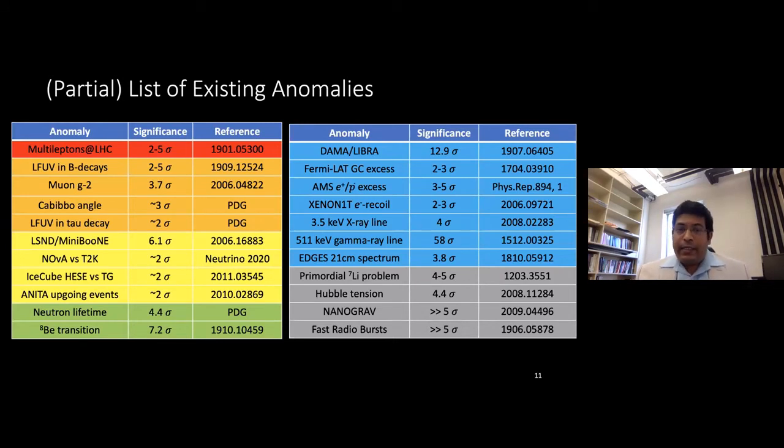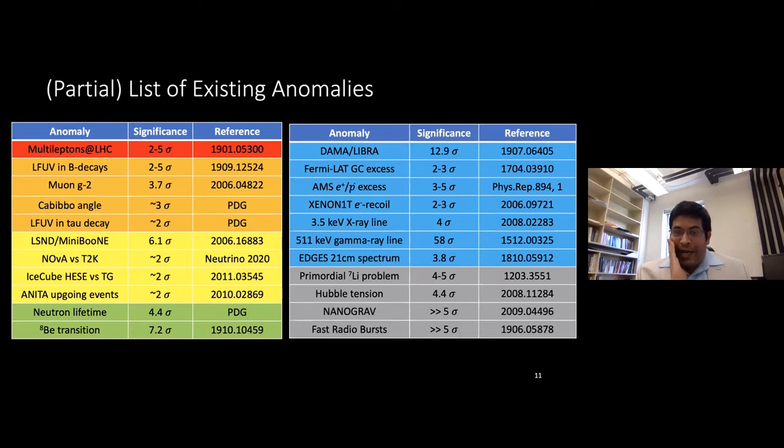And then very recently there was this XENON1T excess that came out. This is in the electron recoil search. So they saw some excess recoil events, which could be attributed to dark matter or some axions in the keV range. Okay. And then there is this X-ray line at 3.5 keV, from the XMM-Newton and Chandra satellites, and this is again at the 4 sigma level.